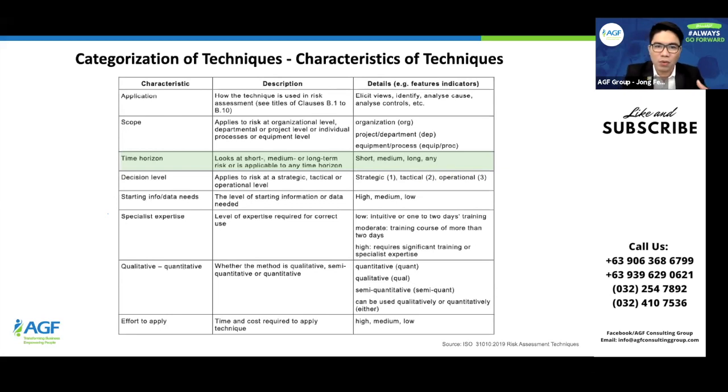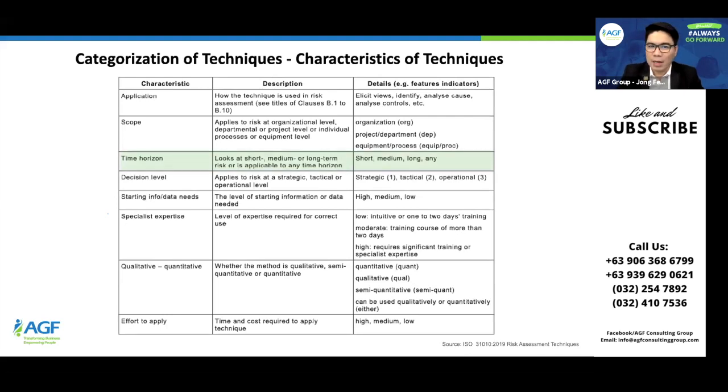What about the starting information? Do we need to gather enough data before we can start with the risk assessment? What about the specialist expertise, qualitative, quantitative, and the effort to apply? Remember these different characteristics of techniques so that we can categorize the techniques. All right? Clear so far?